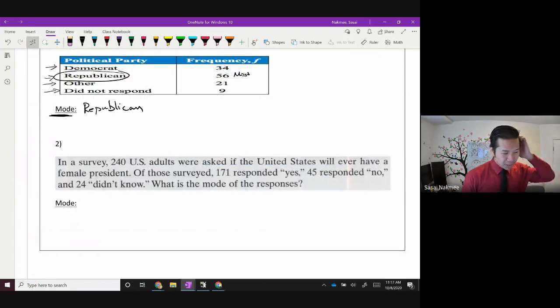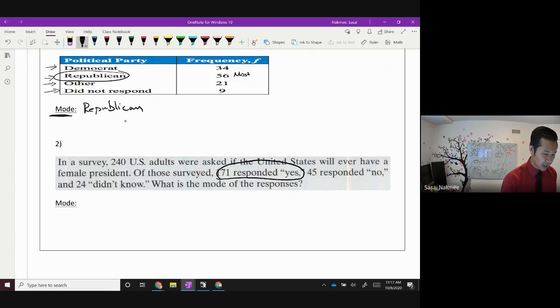Look at number 2. In a survey, 240 US adults were asked if the United States will ever have a female president. Of those surveyed, 171 said yes, 45 said no, and 24 said they didn't know. So looking at that, right, we can see that 171 responded yes, and that's the one that's the most. You see that 171 is the most of the answers that we have there, whereas 45 is the second most and 24 is the least.